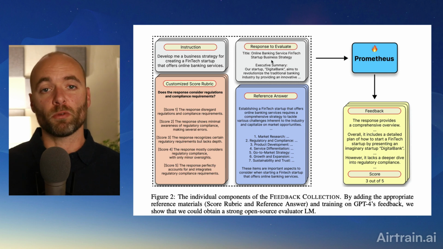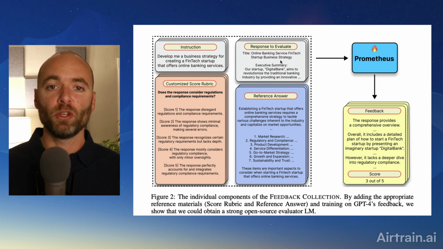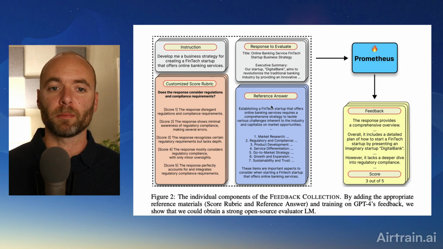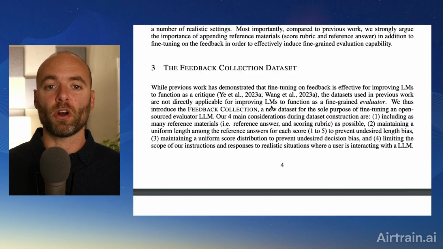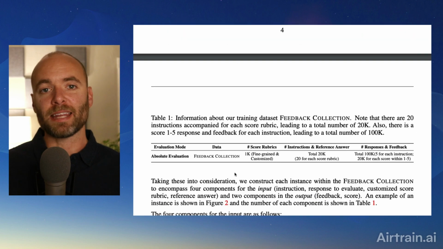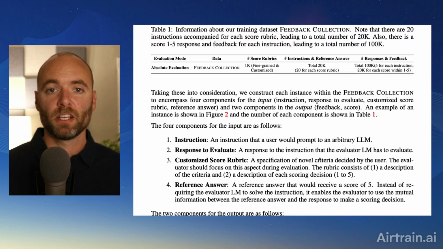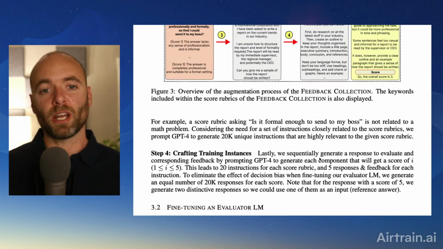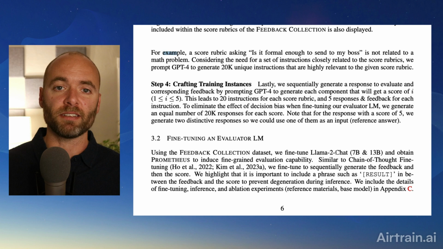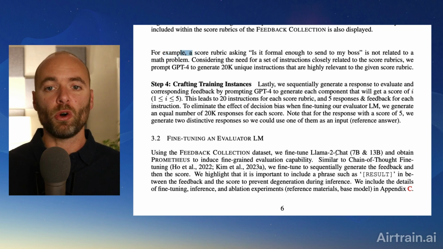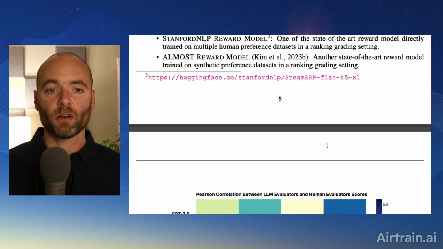Then it contains the response to evaluate and a human-curated reference answer to show the scoring model what a good answer looks like. The dataset has a total of 100,000 entries with 1,000 different score rubrics and 20,000 different sets of instructions and reference answers. So they use that to fine-tune Llama 2 13B on this dataset and evaluate on a holdout dataset how Prometheus scores correlate with humans. Here we see the results.